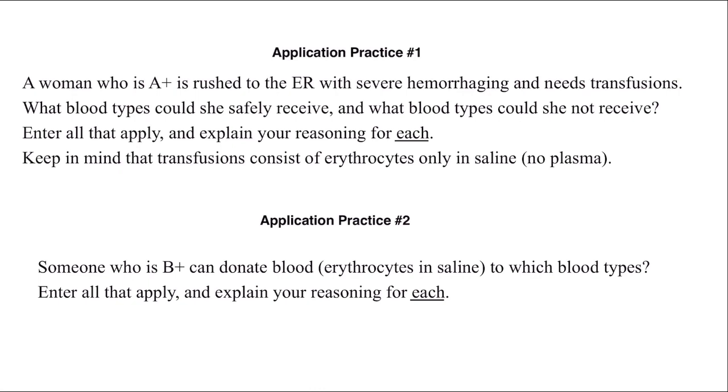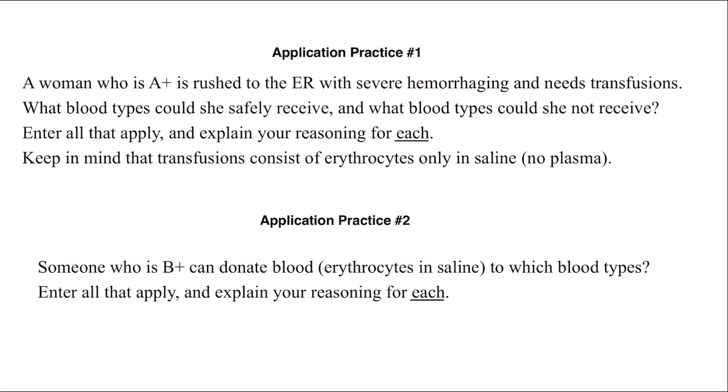Application practice problems for blood typing. A woman who is A positive has rushed to the ER with severe hemorrhaging and needs transfusions. What blood types could she safely receive and what blood types could she not receive? Enter all that apply and explain your reasoning for each. And keep in mind that transfusion consists of erythrocytes only and saline, no plasma. So remember, you get your red blood cells washed before you would receive them. This is just a practice of what a person can receive. So try to do this without your notes.